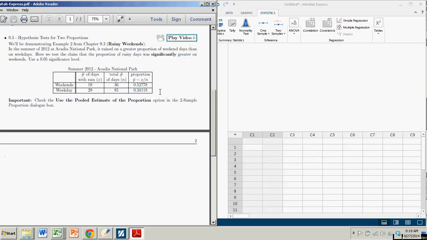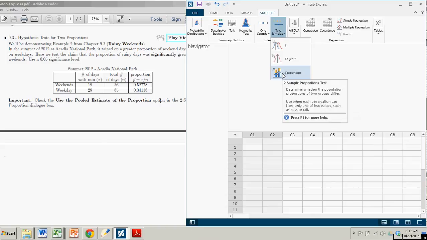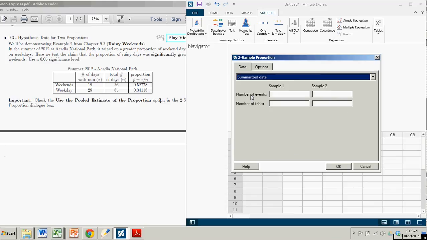Okay, so to do this in Minitab Express, easy stuff. We go over to our window. If we're on the Home tab, you want to click over to Statistics. This is a two-sample situation, and it is about proportions. Click on that. We don't have any data, so we have no column data, but we do have summarized data. So you've got to change that over to summarized data, and then it should make sense.